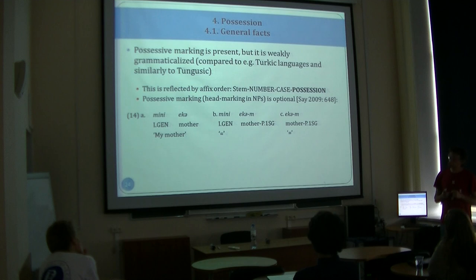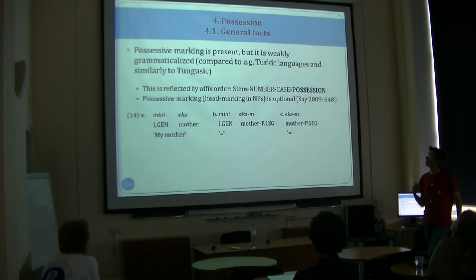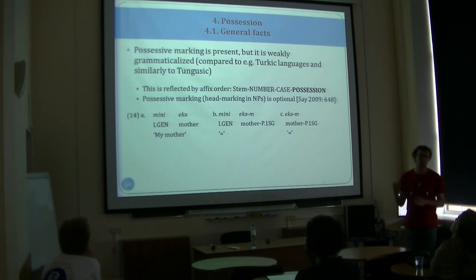Okay. So possession, a few words about possession. Possessive marking is present, so head marking, I mean, but it's weakly grammaticalized compared to other Altaic languages, especially Turkic, and in this respect, Mongolic patterns together with Tungusic.